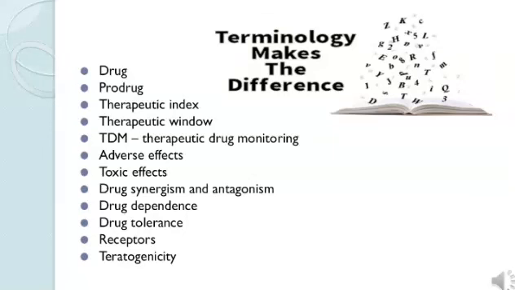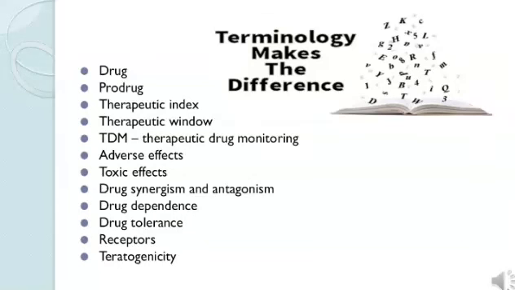Drug synergism and antagonism. Some drugs, when given with one drug, the action of both the drugs will be very effective. And some of the drugs which are given in combination with the other drug, the effect will be less. That is called drug antagonism. In drug synergism, the drug's effect will be more, and in drug antagonism the drug's effect will be less. Drug dependency, drug tolerance, what is receptor and what is teratogenicity.